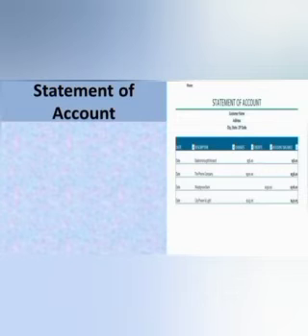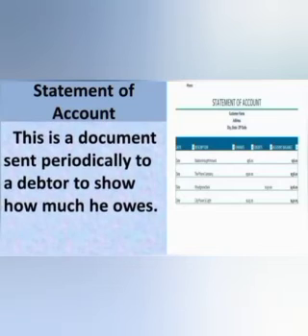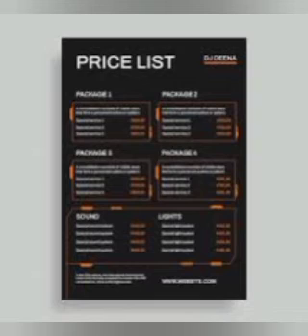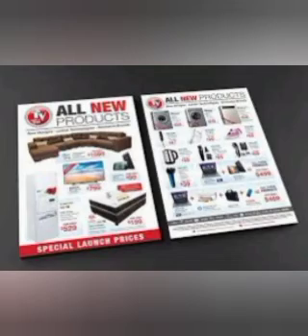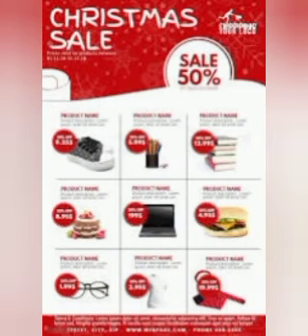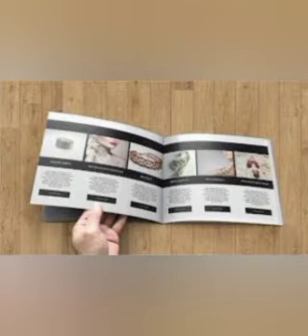Then again, we have the statement of account. This document is sent periodically to a buyer who is owing the seller or the organization, to remind him or her of the debt that he owes the organization. Again, we have the price list. This shows the list of items that are offered by an organization with their corresponding prices. Another one that looks like this is the catalog, but in this case, we have the pictures and description of the goods that are sold. Alright, so that's the catalog.